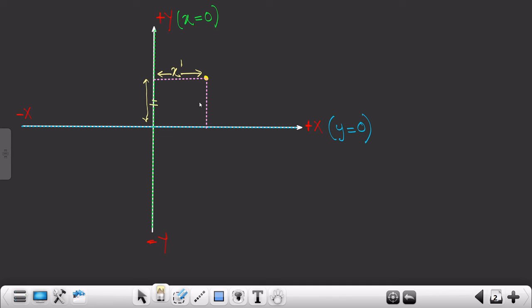That means these two lines are parallel to each other. So the distance between this point and the x-axis is y dash. I hope you are getting my point. The distance between this point and the x-axis is y dash.